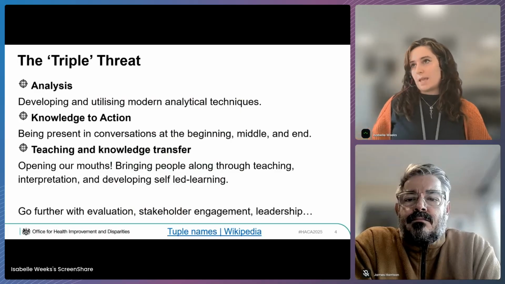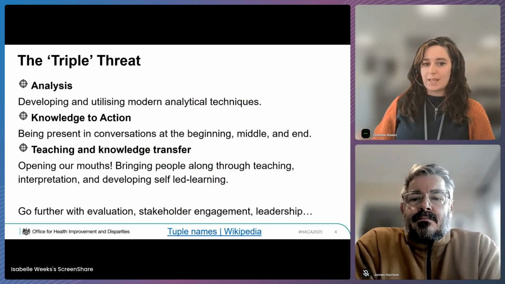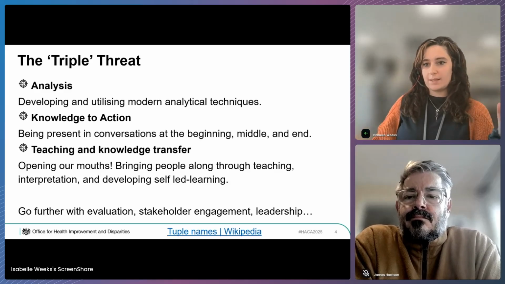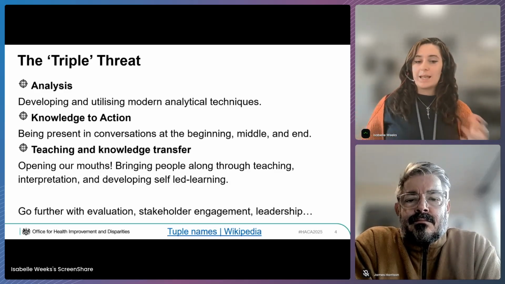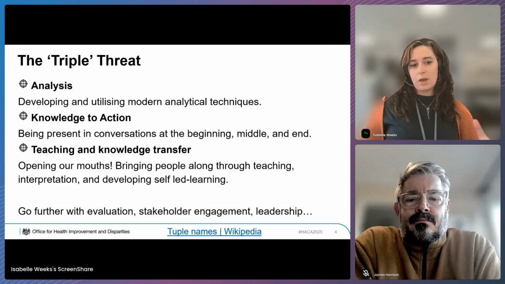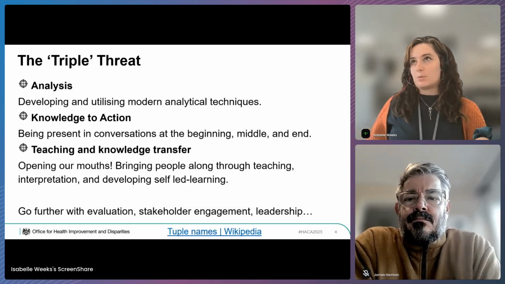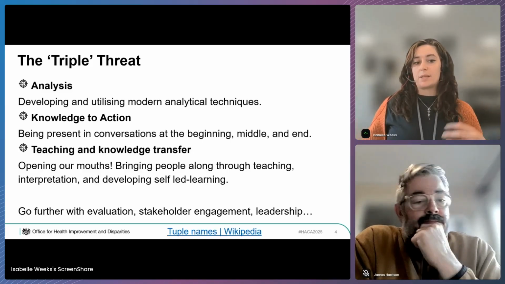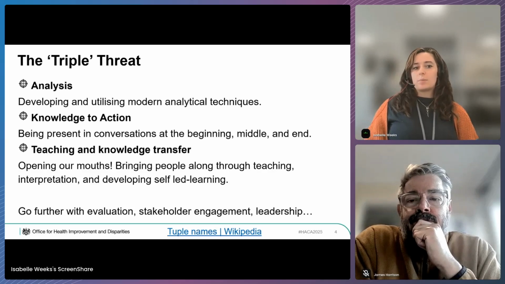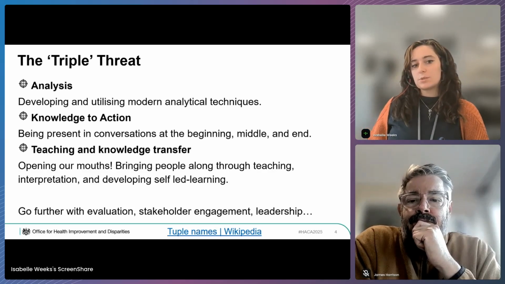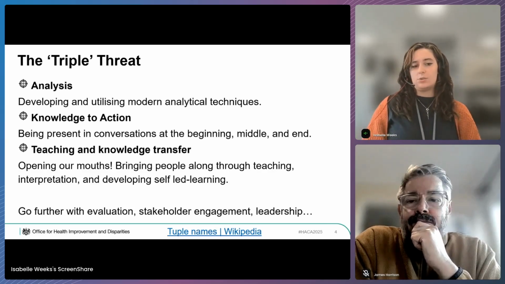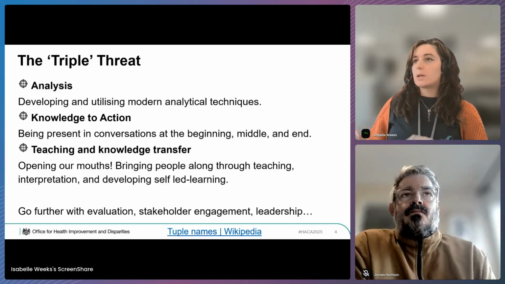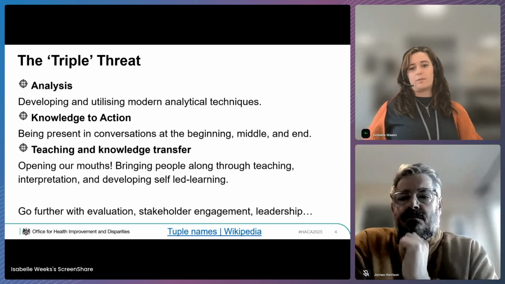So what do we mean by a triple threat analyst? These are some of the things that we've picked out. There's a lot more to it. But we'll start off with analysis, and we want to take that a step further. We want to develop and utilize modern analytical techniques, so developing our knowledge, following best practice, and sometimes perhaps moving away from traditional tools like Excel or SPSS to coding methods, perhaps R and Python, that give us a bit more customization and a bit more freedom with our analysis.